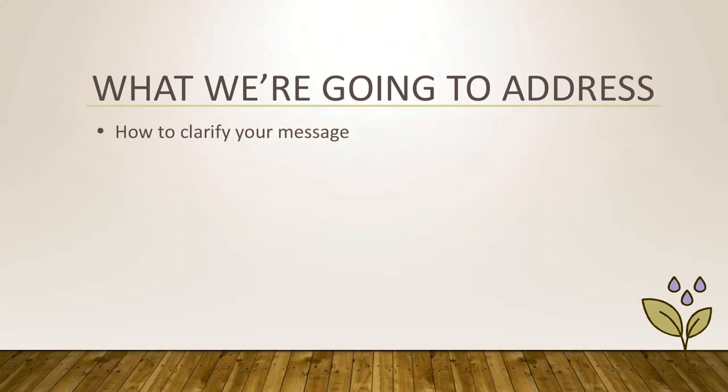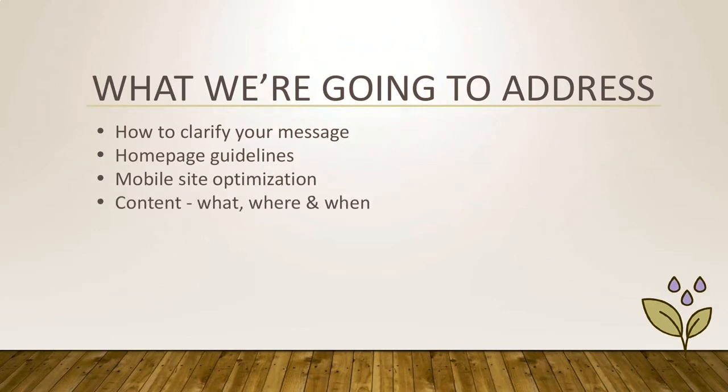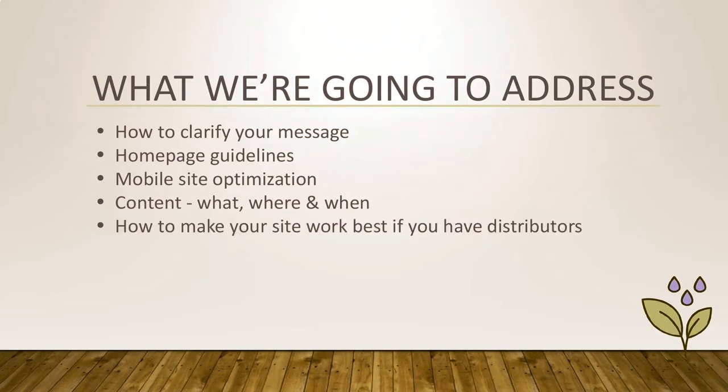We're going to go through some homepage guidelines, what should and should not be on your homepage, what's important and what's not. We're going to go through mobile site optimization and why that's very important. We're going to go through what kind of content, where you should put your content, and when you should put your content on your website, and how to make your site work best if you have distributors. I know in agriculture, a lot of companies have distributors, and they need to optimize that website for those distributors. And I see a lot of mistakes in this area.